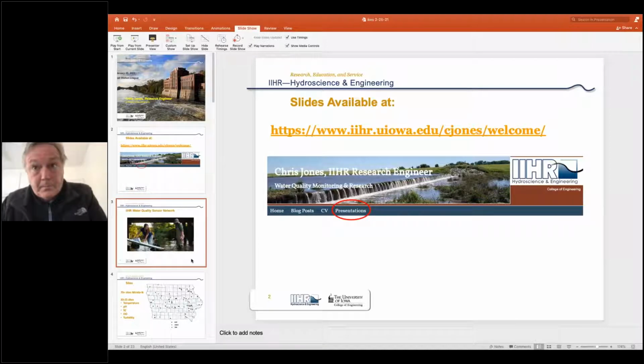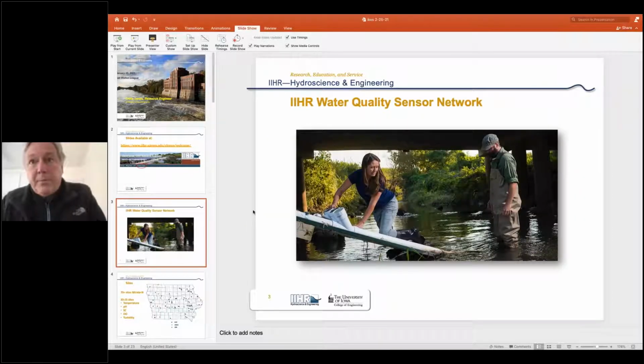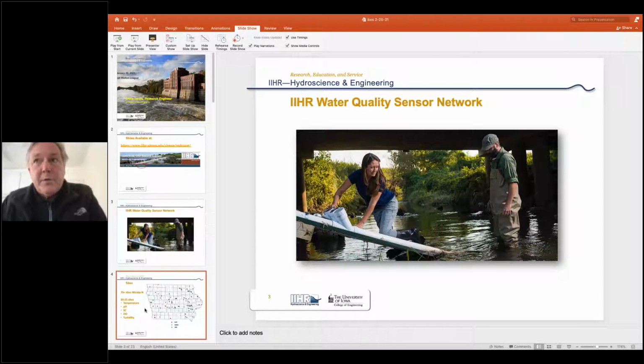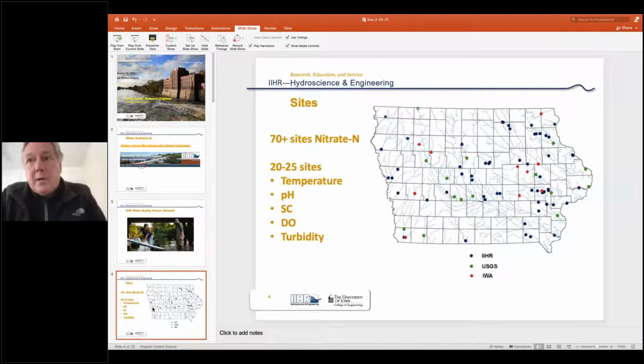I manage the university's water quality sensor network. These are two of our field staff people out in a stream here in Iowa, doing some maintenance on the sensors. And so these are where the sensors are deployed. There's about 70 sites around Iowa. The blue sites are the IIHR sites, or the university sites. They're funded mainly through the Iowa Nutrient Research Center, but also from some other sources, including the Carver Trust and some others.